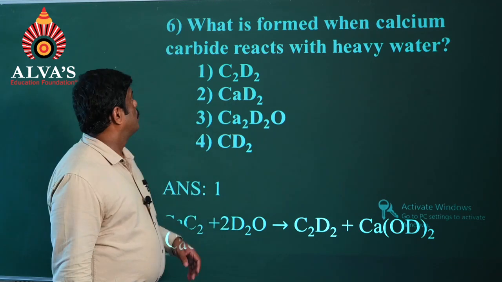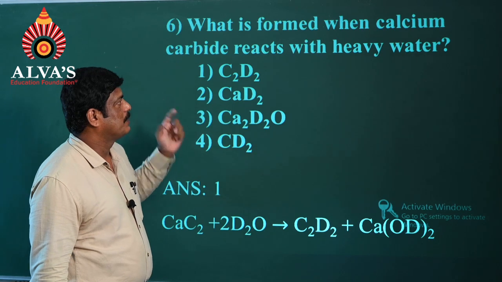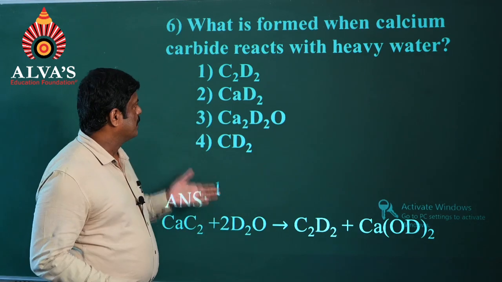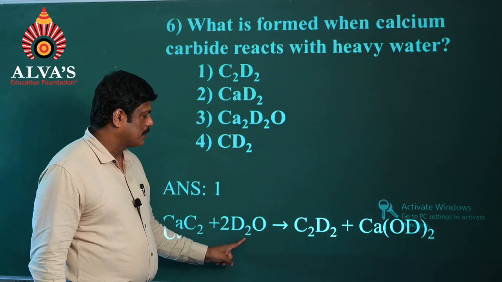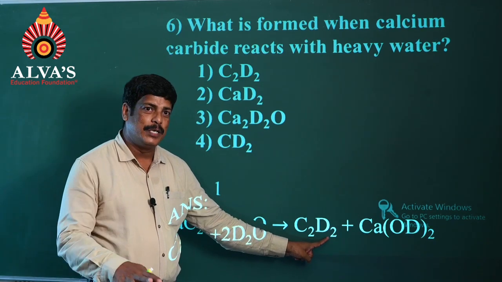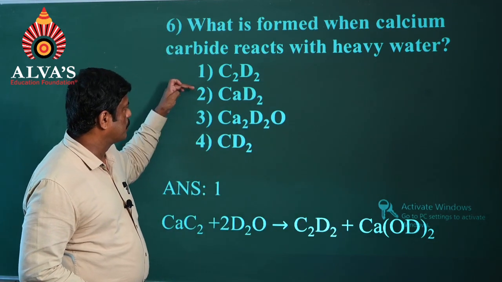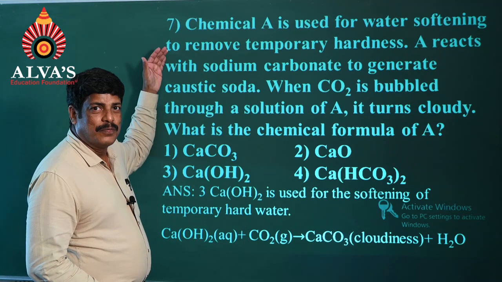Let's go for the sixth question. What is formed when calcium carbide reacts with heavy water? It's very simple. When calcium carbide reacts with heavy water, that is D2O, it forms C2D2, like C2H2, and calcium hydroxide. Hence the option must be the first one. Okay, let us go for the seventh question.